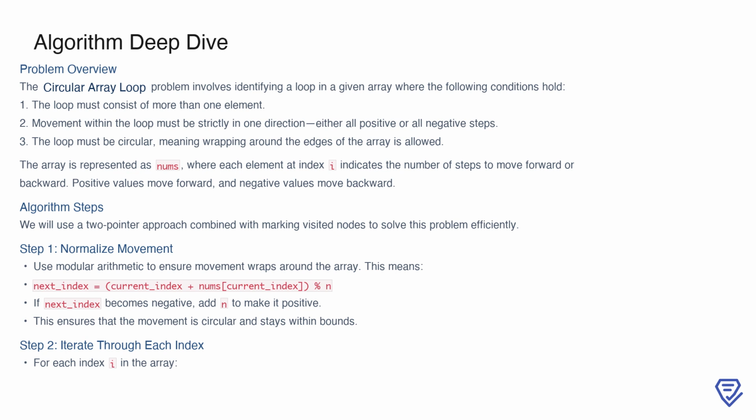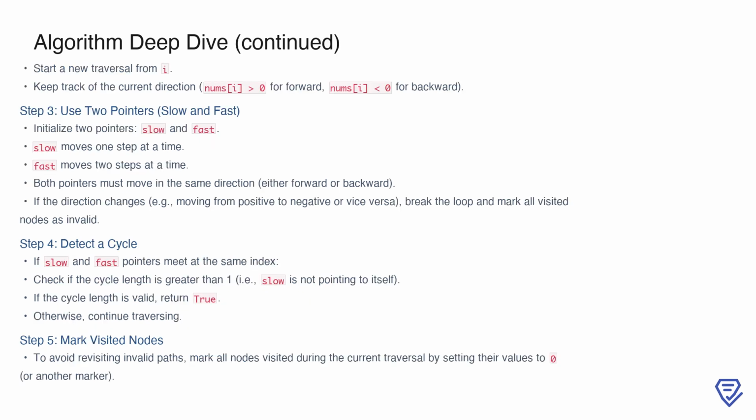Once we have this, we can iterate through each index of the array to begin our traversal. For each index i, we start a new traversal and determine the movement direction based on the sign of nums[i]. Positive values indicate forward movement, while negative values indicate backward movement. To detect cycles efficiently, we use two pointers, slow and fast. The slow pointer moves one step at a time, while the fast pointer moves two steps. Both pointers must move in the same direction, either forward or backward, throughout the traversal.